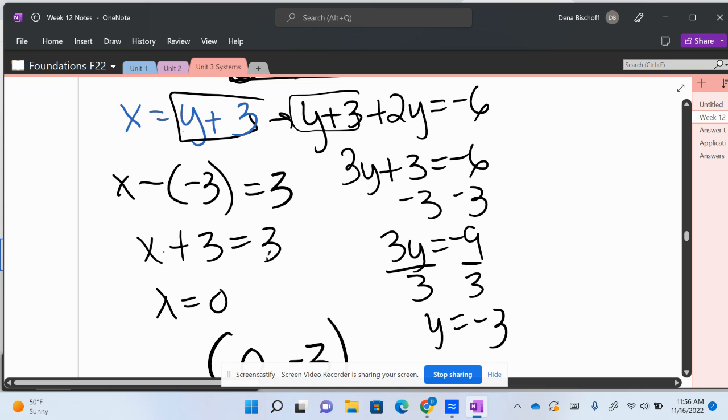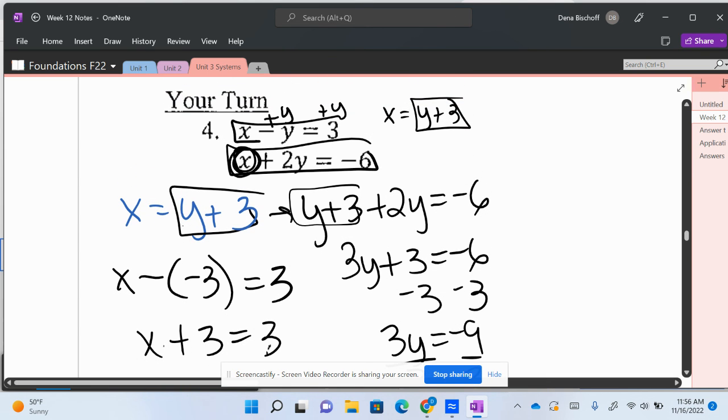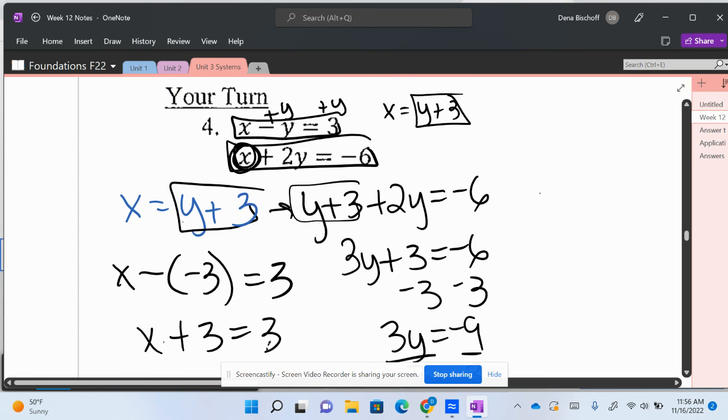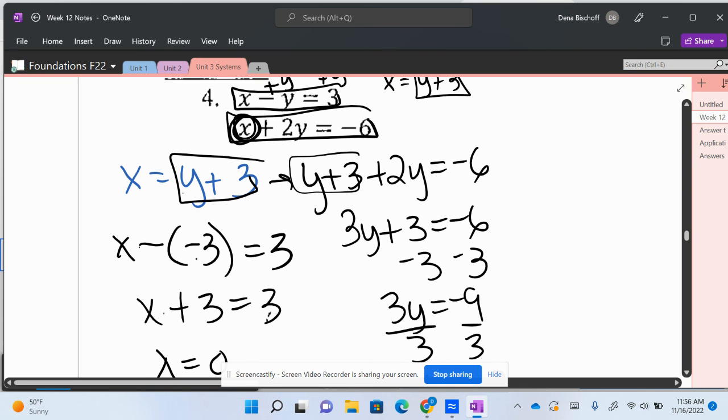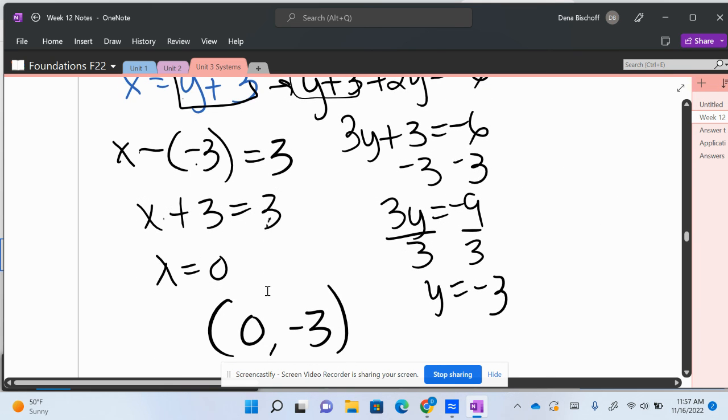Then I took the fact that y equals negative 3 and plugged it back into the original equation. X minus negative 3 equals 3. Well, what does minus a negative become? Plus. So x plus 3 equals 3, which means x is 0. So the solution is 0, negative 3.